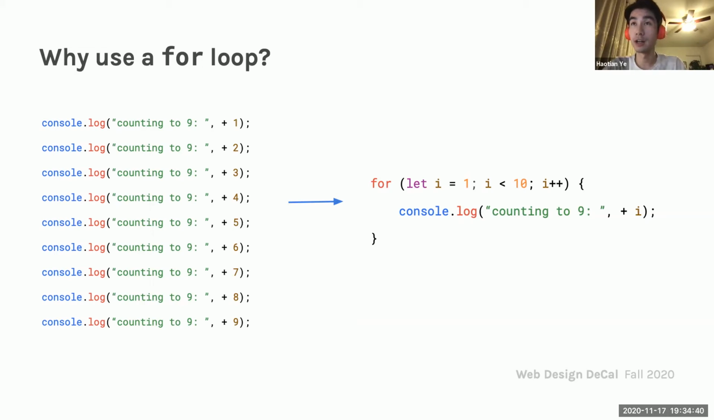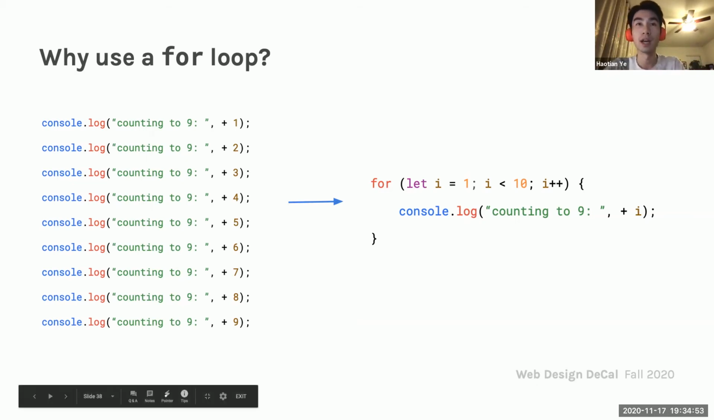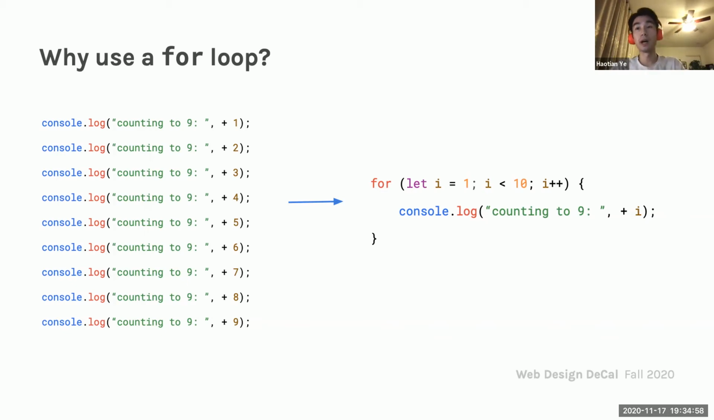So we do this check on this condition. 10 is not less than 10, so this part becomes false. At this point, we don't run the for loop, and we break out of the loop and run everything underneath it. That's why you don't see "counting to 9, 10", because 10 is not less than 10. So that's why we use a for loop: within 2 lines of code, if you don't count this curly bracket as a line, we did what we could do in 9 or 100 or 1,000 lines.